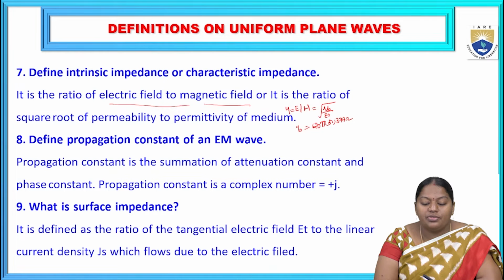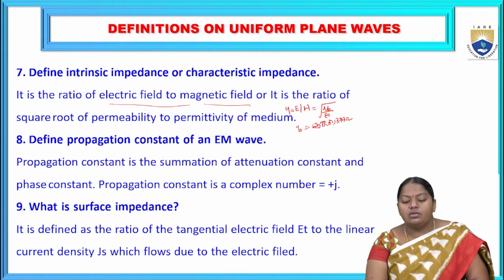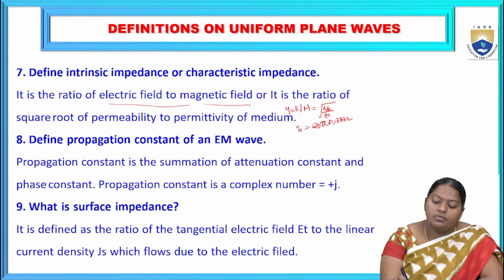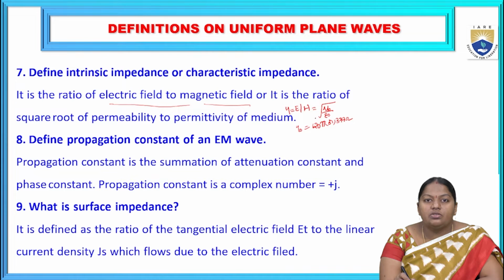So intrinsic impedance or characteristic impedance can be defined as the ratio of the electric field strength to the magnetic field strength, and sometimes it is also defined as the square root of the permeability to the permittivity of the medium. Suppose we consider the medium to be free space, then eta naught is equal to root of mu naught by epsilon naught. Now if we substitute mu naught, the permeability of free space, as 4 pi into 10 power minus 7 and epsilon naught as 8.854 into 10 power minus 12, then the approximate value obtained for the intrinsic impedance eta naught is 120 pi ohms or 377 ohms.